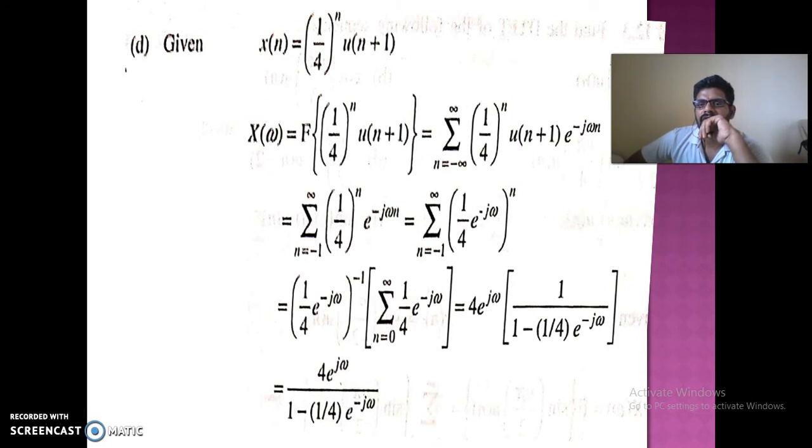U of n plus 1 equal to 1 for n plus 1 greater than 0, or n can take minus 1 to infinity. So substituting, n equal to minus infinity to plus infinity, (1/4)^n u of n e power minus j omega n, taking n to common, and so we have the formula from n equal to 0 to infinity. So an excess term is there, so take that excess term as common, and then convert that into standard notation, then find the solution for this summation. And this looks like 4 e power j omega by 1 minus 1 plus 1 by 4 e power minus j omega. Like that you can solve this one.